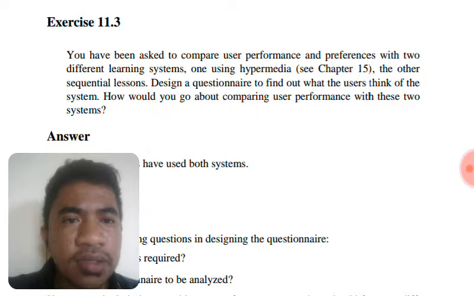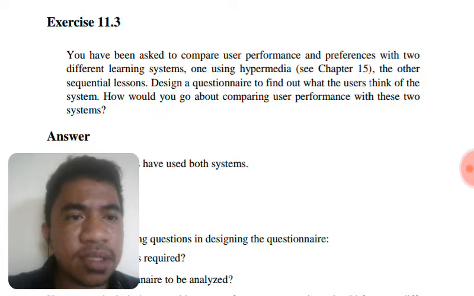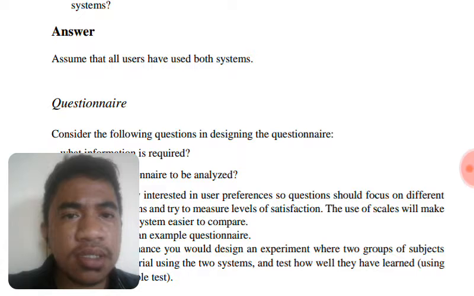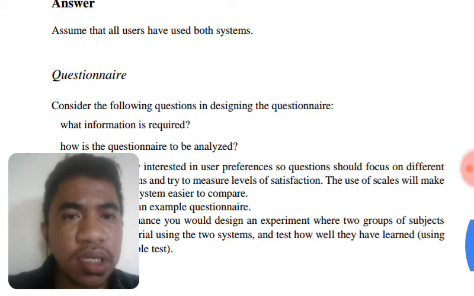Exercise 11.3. You have been asked to compare user performance and preference with two different learning systems, one using hypermedia, the other sequential. Design a questionnaire to find out what the users think of the system. How would you go about comparing user performance with these two systems? Assume that all users have used both systems.